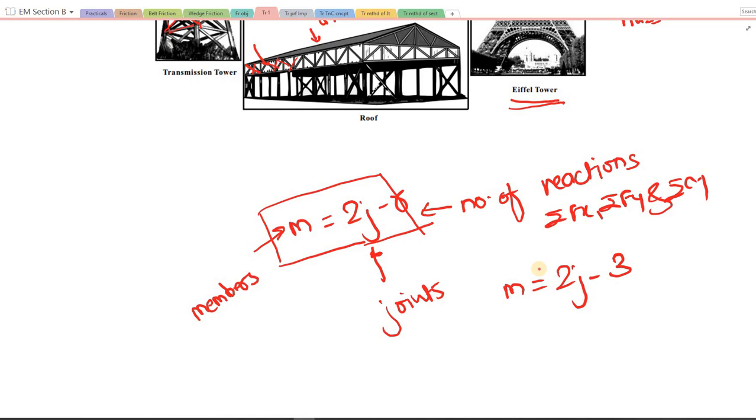In the next lecture we will be seeing truss perfection or imperfection by using this equation m = 2j - r or m = 2j - 3, and we will be looking at the two-force concept.